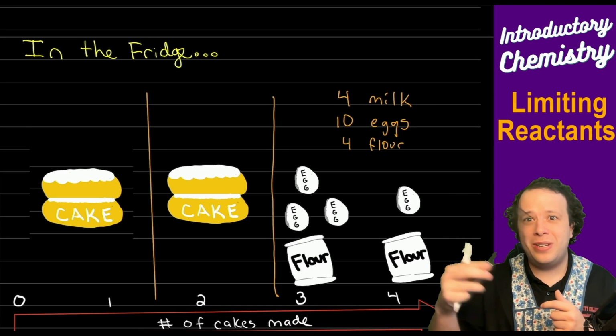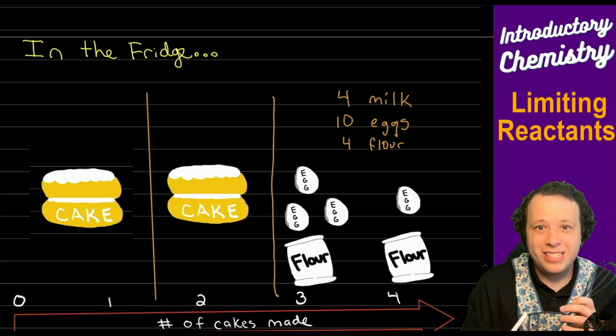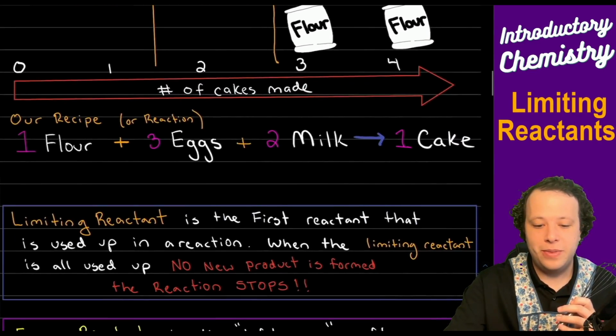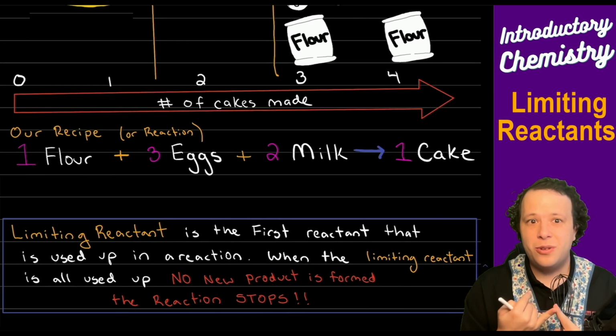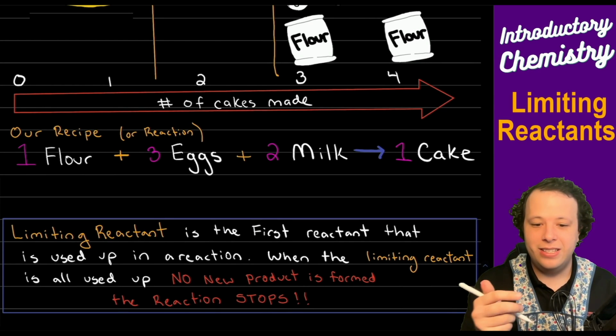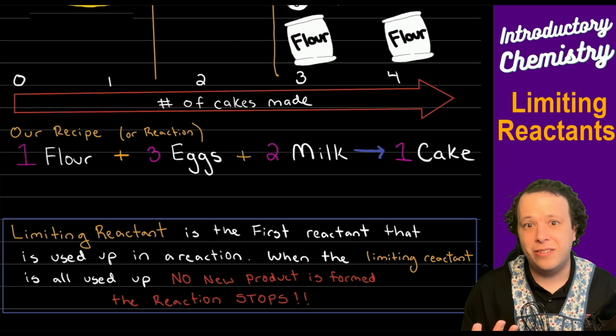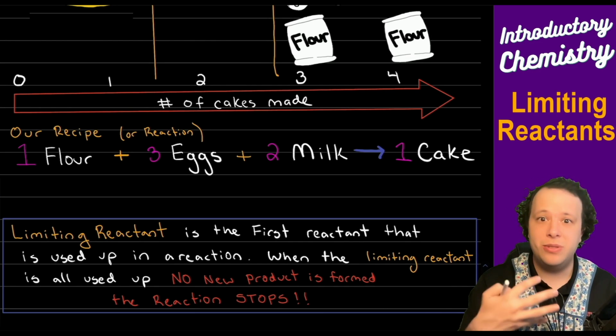We whip up 2 cakes as a result, but we still have a lot of leftover ingredients. So limiting reagent, once again, is the first reactant that's used up. Milk in this situation ran out. By the third cake, we did not have any milk left over. It all ran out. It was used up.